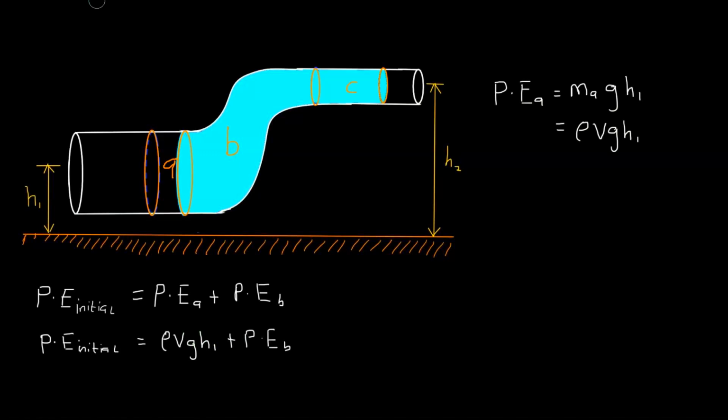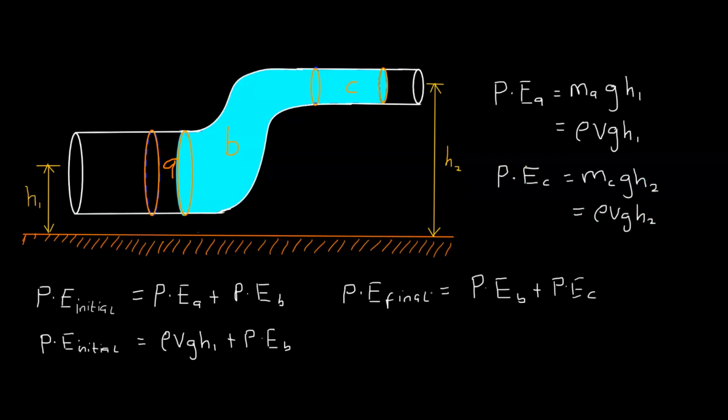At the final state, the fluid only occupies sections B and C. So the potential energy equals the potential energy within B plus the potential energy within C. The potential energy of the fluid within C can be written as rho V g h2. So the total potential energy of the fluid in our final state equals the potential energy of the fluid within B plus rho V g h2.